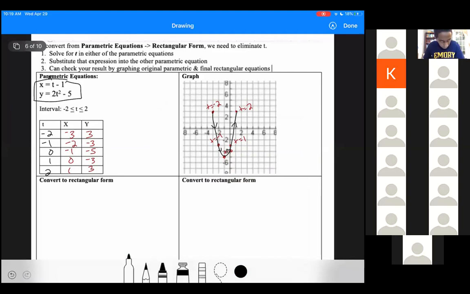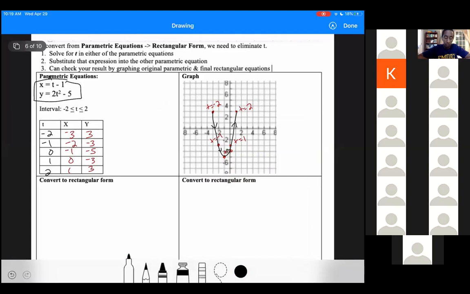All right, very good. So what we notice when we graph it is that it creates a parabola, right? And so what we're looking at, how would you write the equation of that parabola in rectangular form? So rectangular form being y and x. So if you were just to write this equation of this parabola in standard form, it would be y equals what?